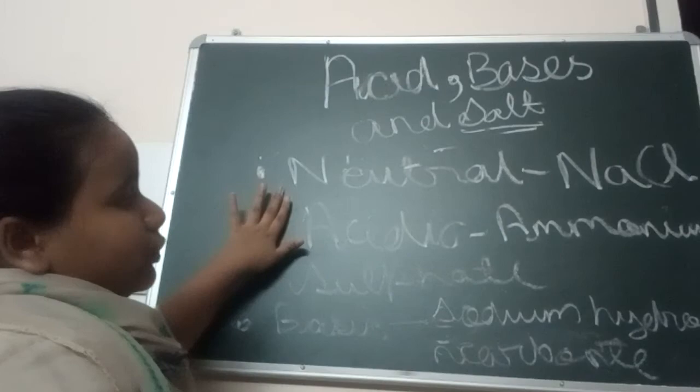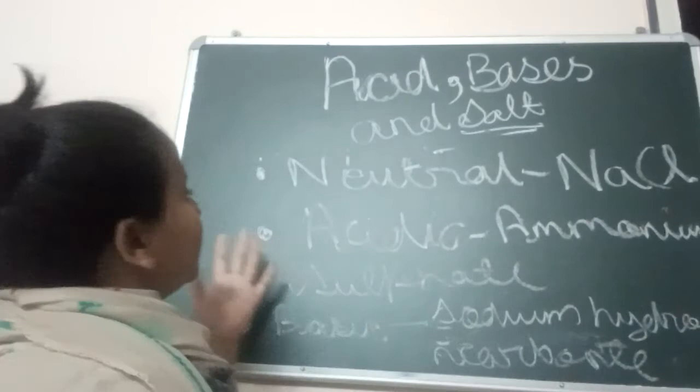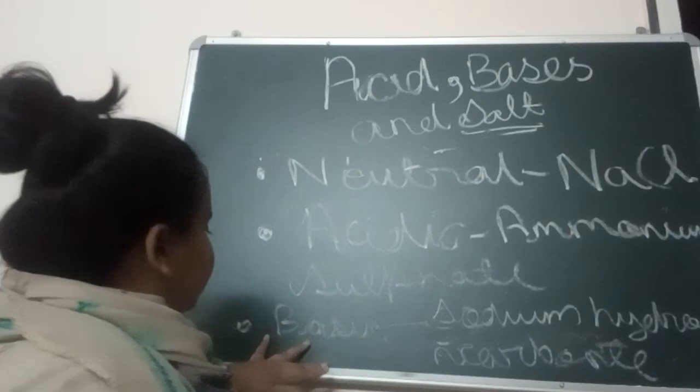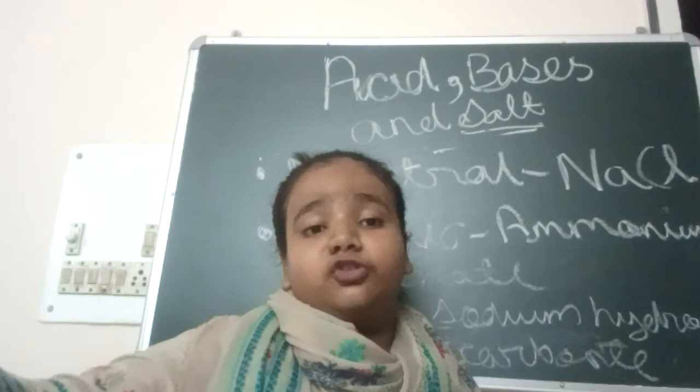The example of neutral salt is NaCl, sodium chloride. Example of acidic salt is ammonium sulfate. And the example of basic salt is sodium hydrogen carbonate, that is also known as baking soda, which is used in baking.